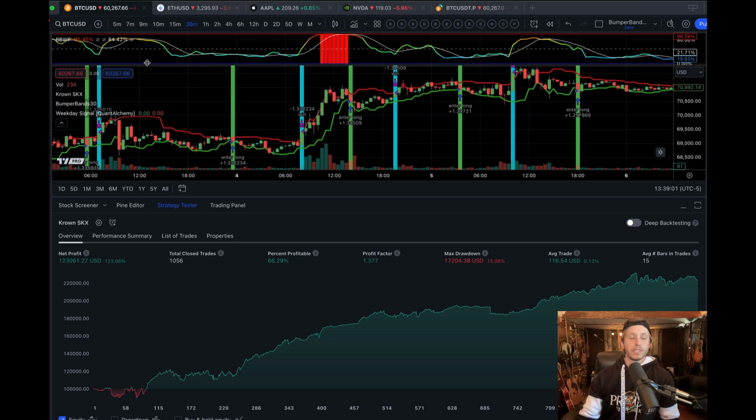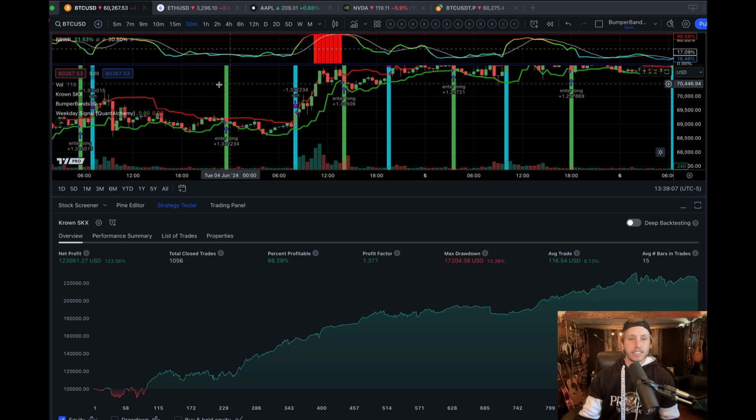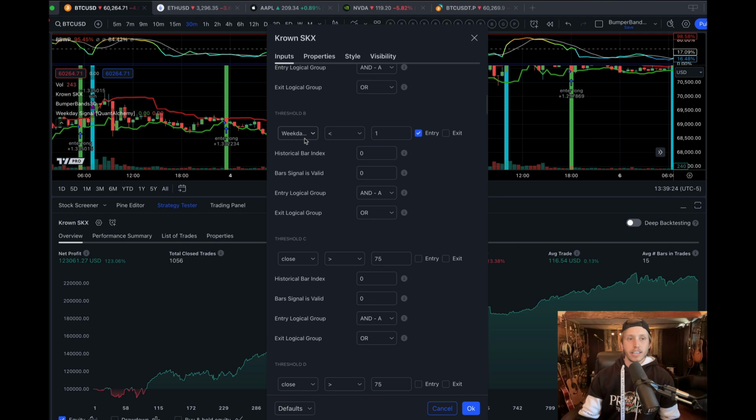The BBWP is a free indicator on TradingView, and the idea behind this strategy is the BBWP slope, the moving average, which is a white line here. The slope has to be negative, and price has to close below the support bumper and above the resistance bumper for entry and for exit. All right, so let's jump into the strategy.